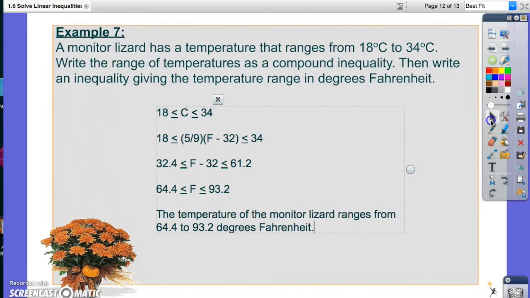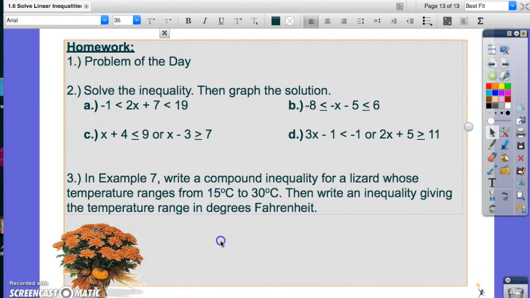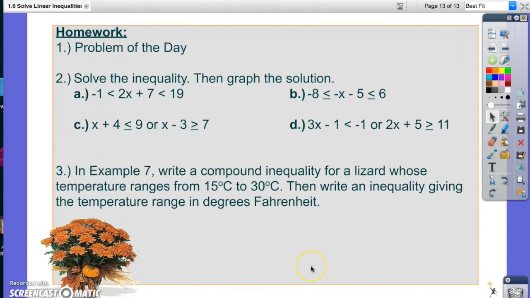And I know in the homework, we actually get to the packet, and actually a problem at the end, the next slide here, you'll be doing another problem like this and get some practice. All right, so this brings us to the last one. Here's your homework problem of the day. Solve our compound inequalities. All right, and then number 3, the last example, which is example 7, we're going to change the range from 15 degrees Celsius to 30 degrees Celsius, and then go from there. All right, that's it for this lesson.